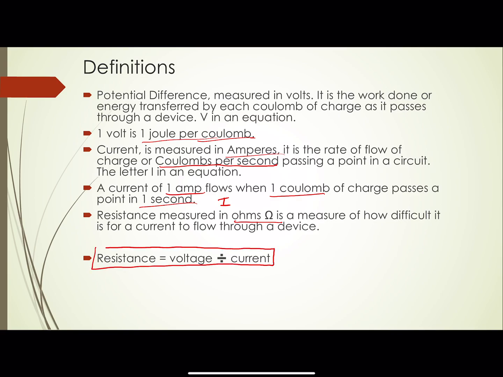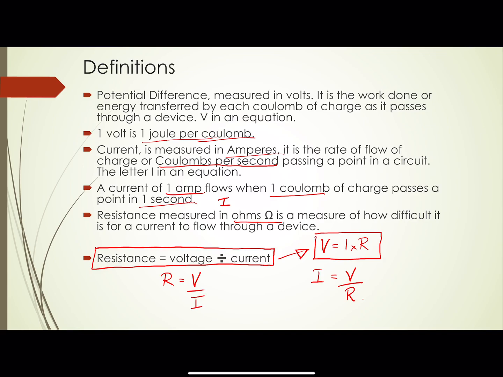Resistance is voltage divided by current, which can be rearranged to V equals I times R, perhaps the easiest way of remembering the equation, and I equals V over R. Just to write this one in the same form, R equals V over I. So they're all written there.